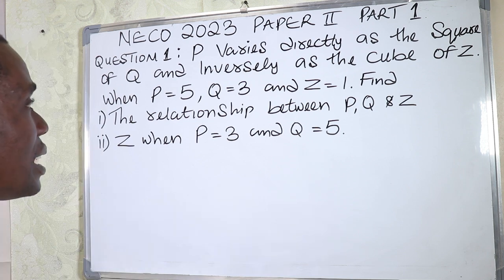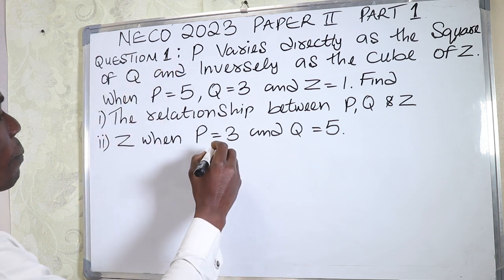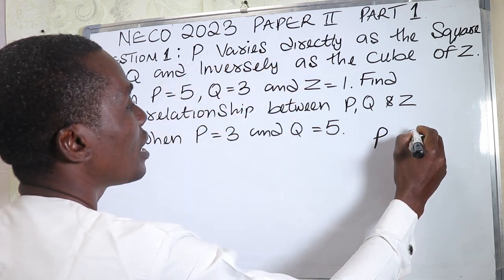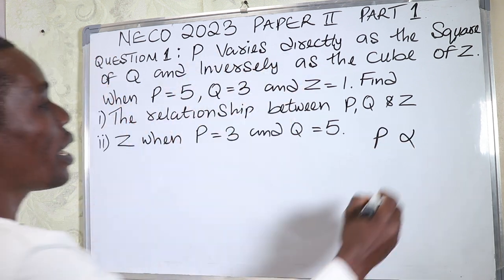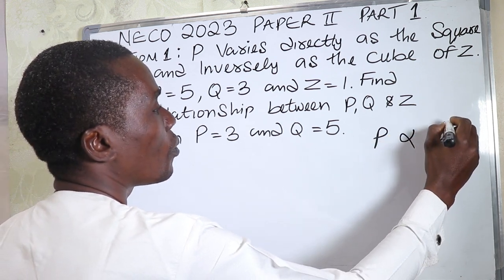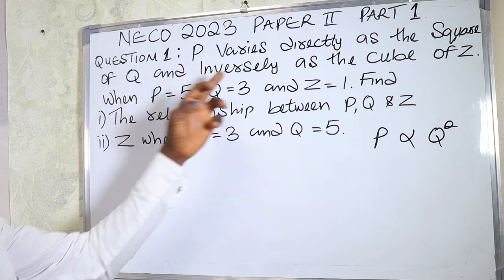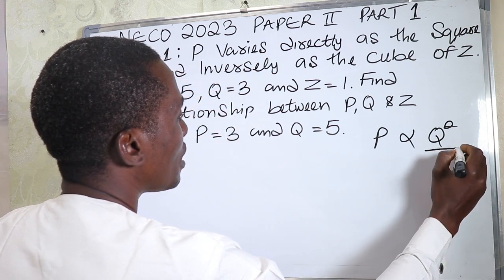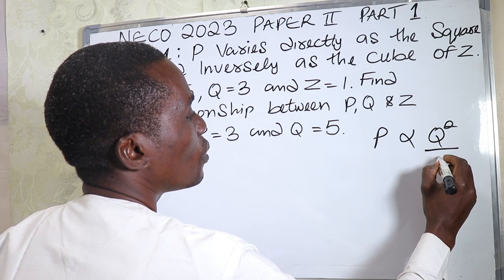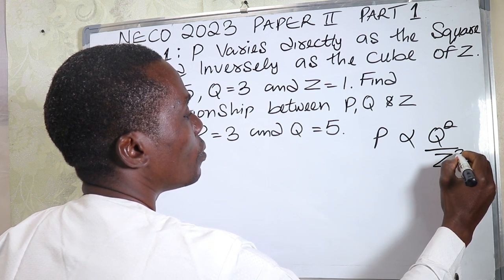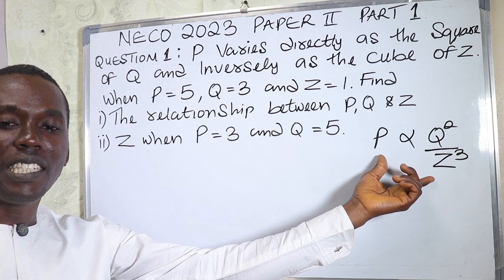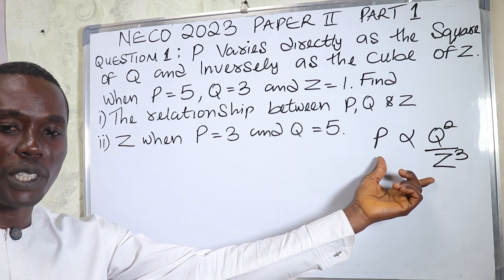Now, if we look at that, the question says P varies directly as the square of Q, and inversely, as the cube of Z, Z cube, right? And that is the relationship of that variation.